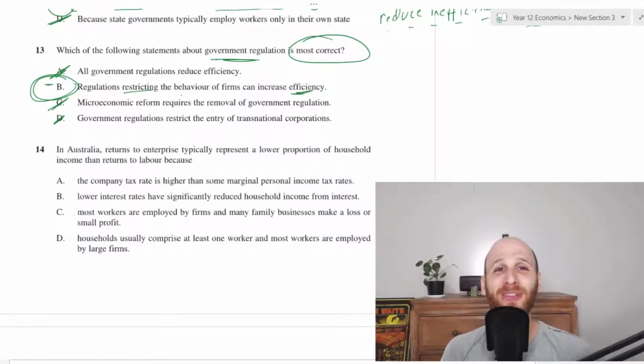Regulations restricting the behavior of firms can actually increase efficiency in a market. Not an easy question though. All right, let's roll to question 14.